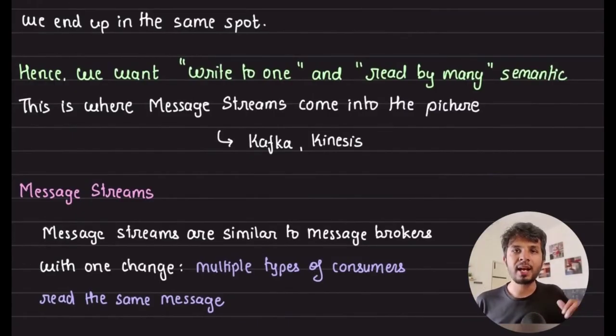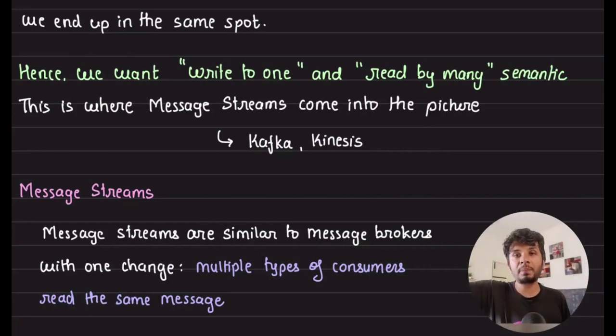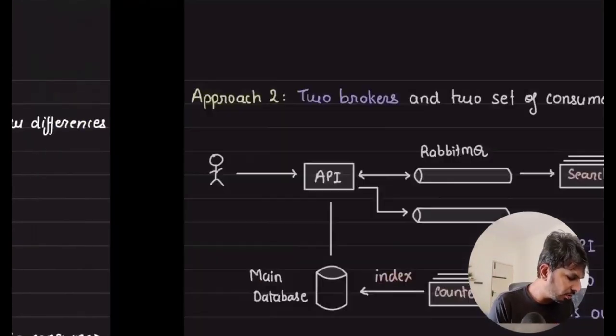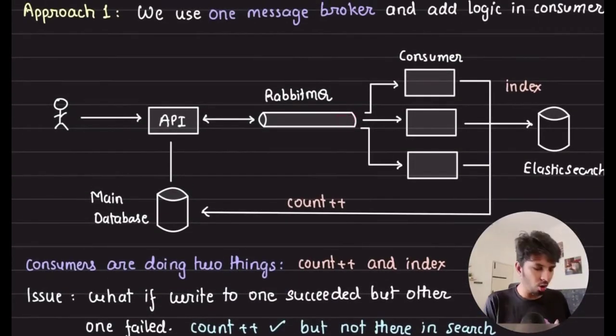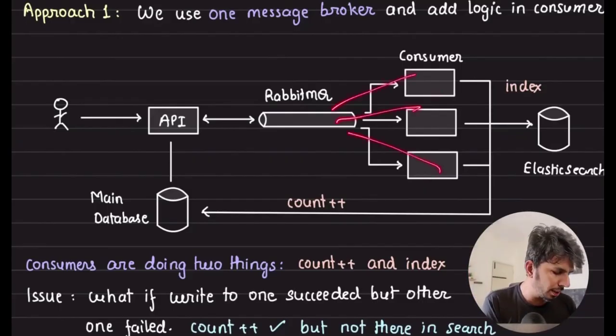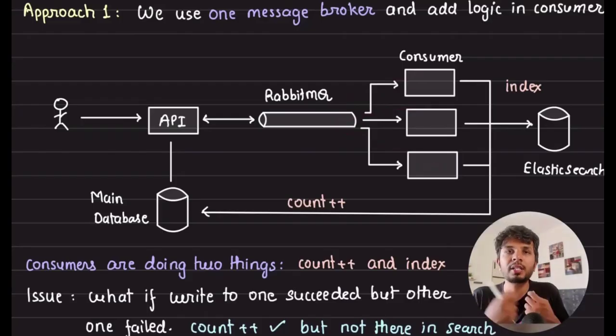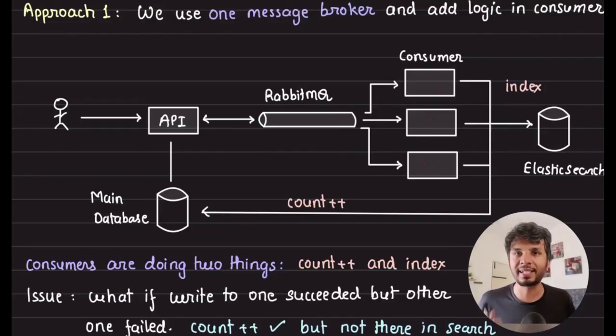So message streams are very similar to message brokers with one change. You can have multiple types of consumers which are reading the same message. In a message queue, a message was sent to only one of these consumers. All three consumers are homogeneous. They do the exact same thing. So it does not matter to which consumer my message goes, or rather which consumer pulls that message and does that processing, all three are doing the exact same thing.